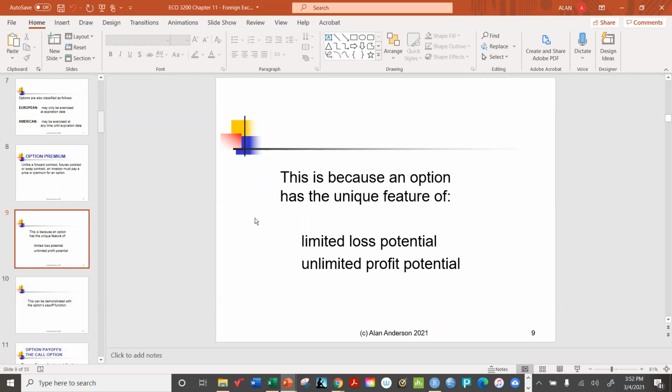And another interesting thing about options is when you own an option, unlike most securities, there's a limit to how much you might lose, but there's no limit to how much you could make. And that sounds pretty exciting, doesn't it? Limited loss potential combined with unlimited profit potential. How could you go wrong?